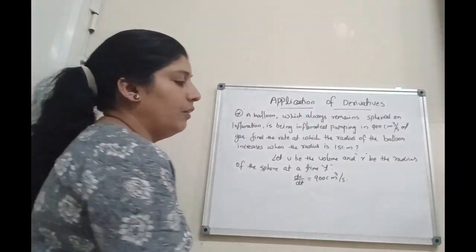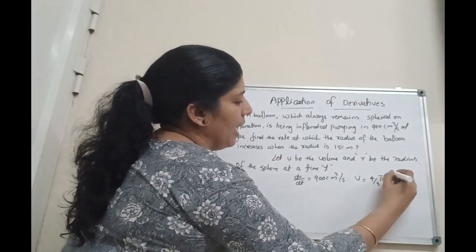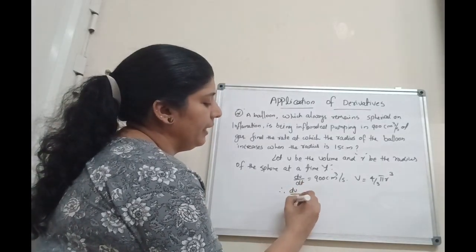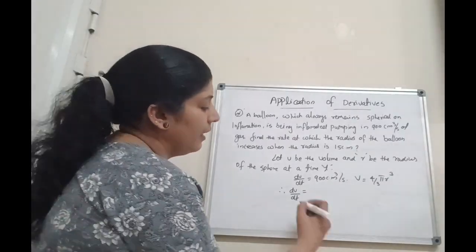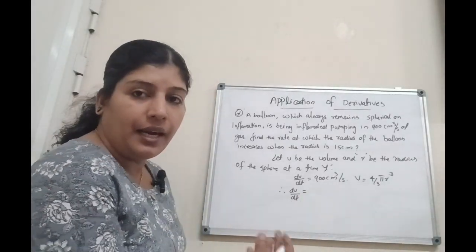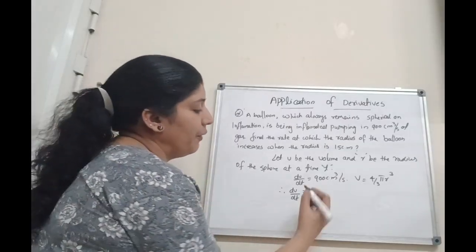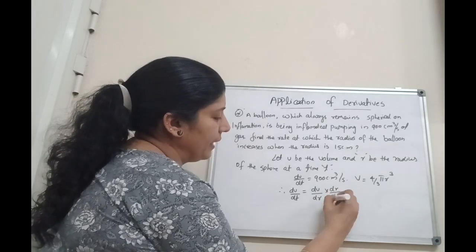We know that the volume of a sphere is V equal to 4 by 3 pi r cube. Therefore, how can we find dV by dt, the rate of change of volume with respect to time? Here, volume is defined using radius, that is, volume depends upon the rate of change of radius also. So we have to consider dV by dr into dr by dt.